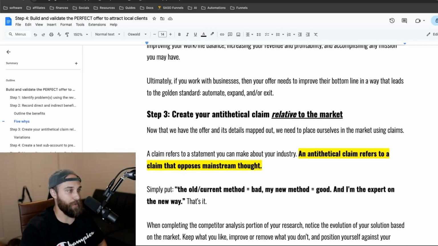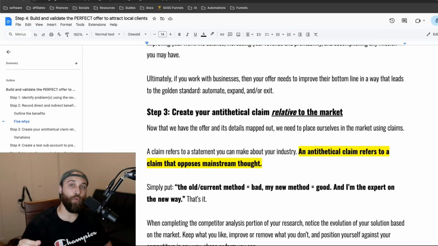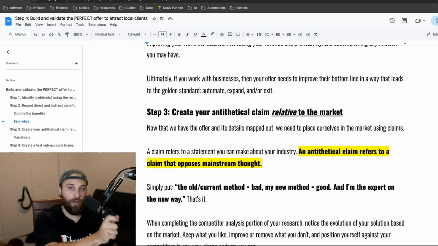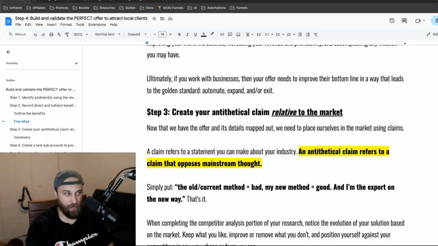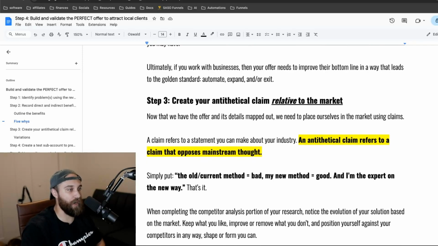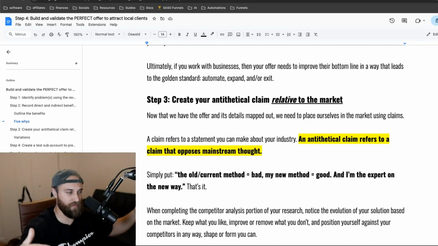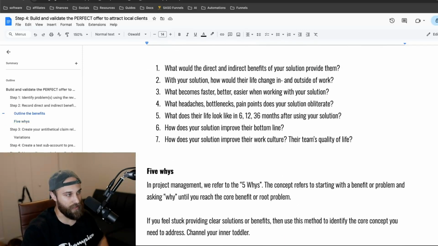So moving on, step 3, create your antithetical claim relative to the market. Now, I coined the term antithetical claim, but I did not create antithetical or polarizing positioning. And I'll give you some examples. Now that we have the offer and your details mapped out, so you know what you want to do, you understand the 5 whys, the benefits of everything, you've connected it to the 7 bullet points that I mentioned up here.